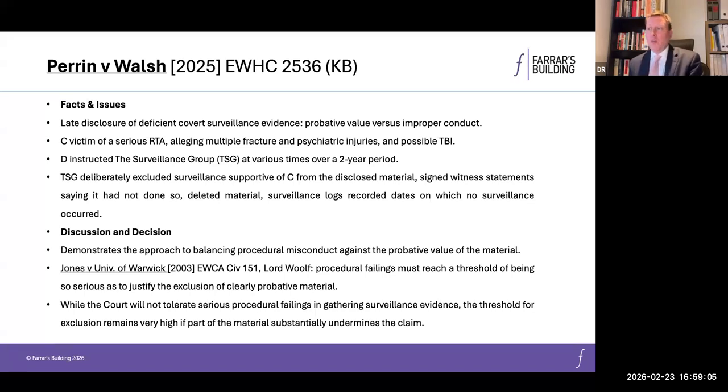And in this case of Perrin and Walsh, the court wasn't satisfied that the failings, as serious as they were, met the threshold for excluding what was otherwise probative material. So while courts won't tolerate very serious procedural failings in surveillance evidence gathering, I think it is fair to say that the case law shows the threshold for exclusion is still pretty high.